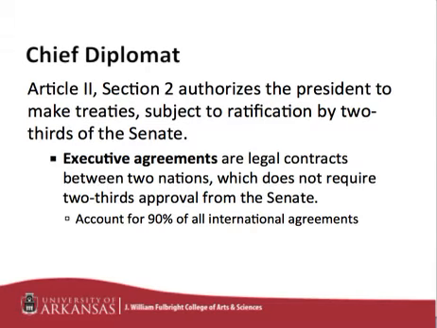Now, here we see that Article 2, Section 2, authorizes the president to make treaties subject to the ratification by two-thirds of the Senate. In other words, it's both of the parties, and there's a check and a balance in foreign entanglements. However, there are executive agreements, which are legal contracts between two nations, and this does not require two-thirds approval from the Senate. And what we find is that in modern days, this accounts for 90% of all international agreements.